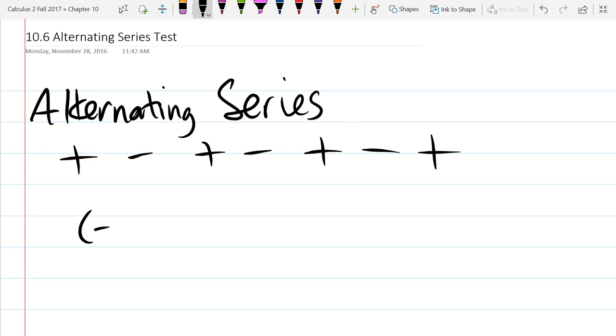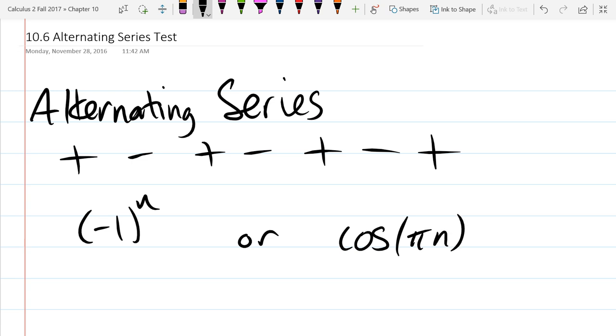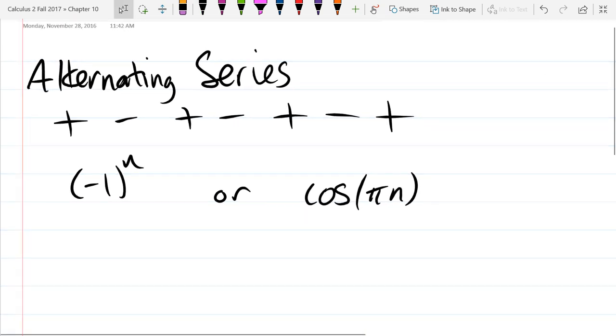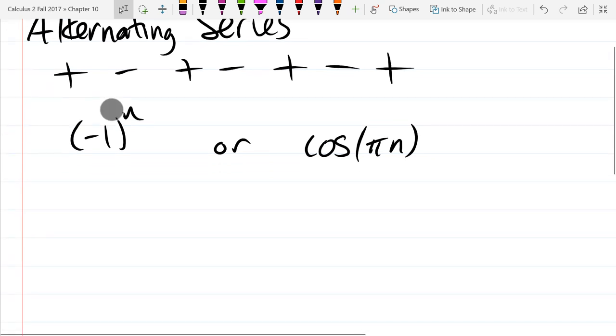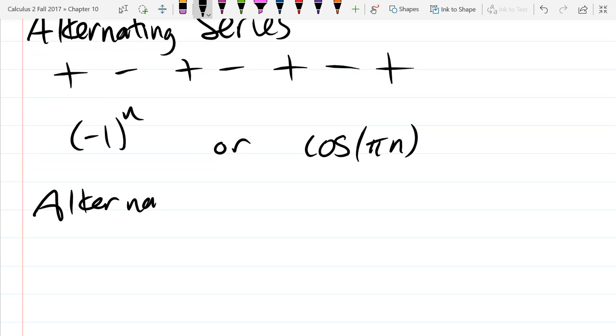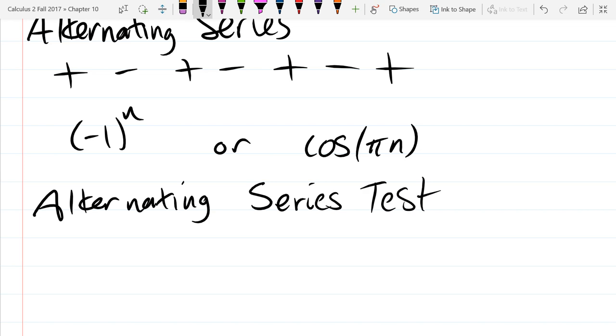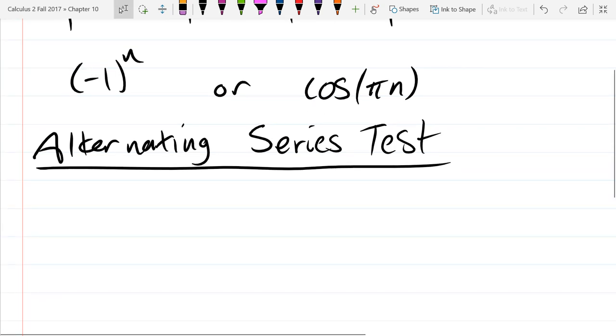Generally, you're going to see a negative 1 to the n, or you could see it written with some trig. There are different trig functions you can use, but these are generally how you're going to see it. So we're ready for the alternating series test. All right, first of all, your series has to alternate signs.